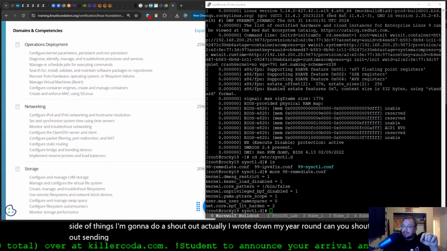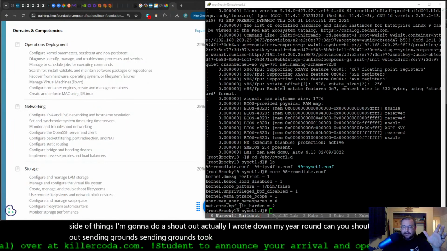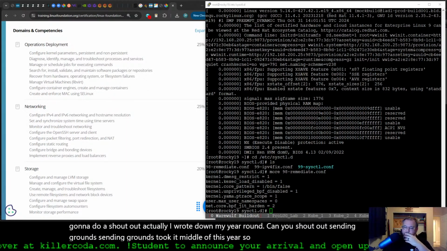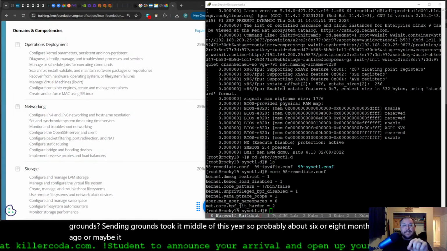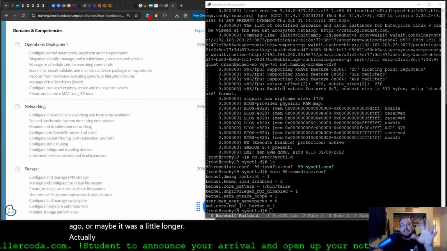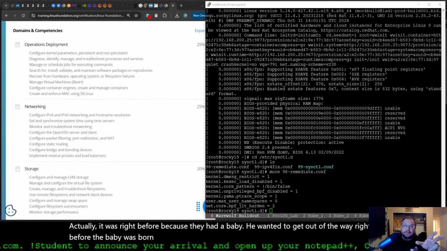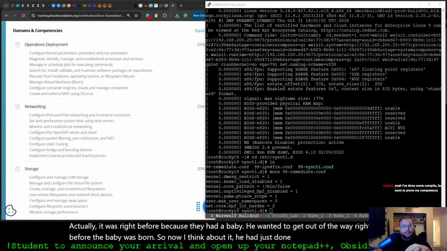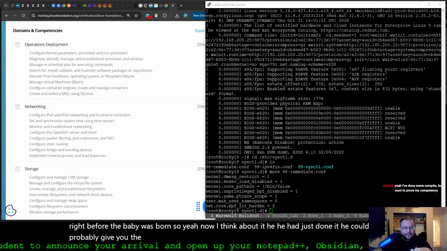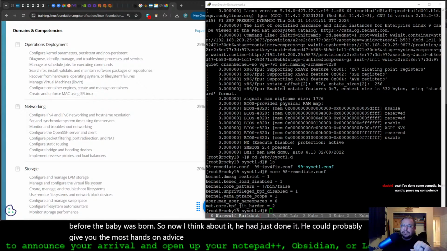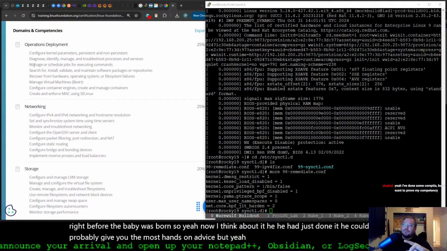Sending Grounds took it in the middle of this year, so probably about 6 or 8 months ago, or maybe a little longer ago. Actually, it was right before, because they had a baby. He wanted to get out of the way right before the baby was born. So yeah, now I think about it, he had just done it. He could probably give you the most hands-on advice.